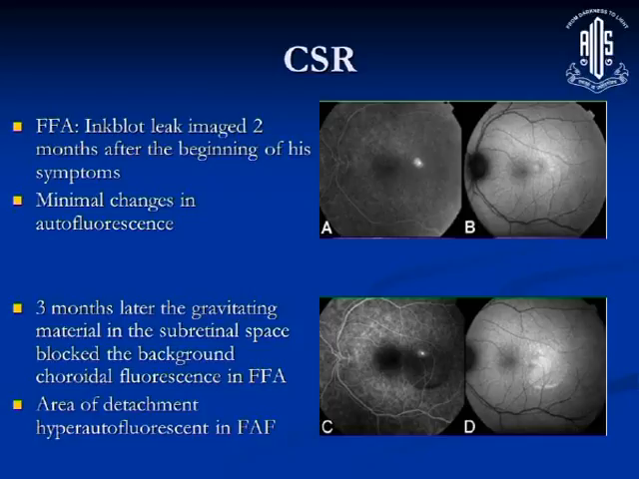Let's come to CSR now. An ink blot leakage that's imaged 2 months after the beginning of the symptoms, and there are minimal changes in the autofluorescence. 3 months later, the gravitating material in the subretinal space blocked the background choroidal fluorescence, and the area of detachment is marked by a hyperfluorescent area here.